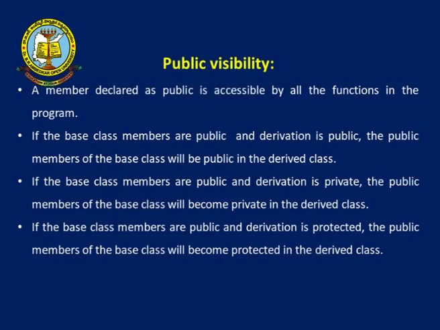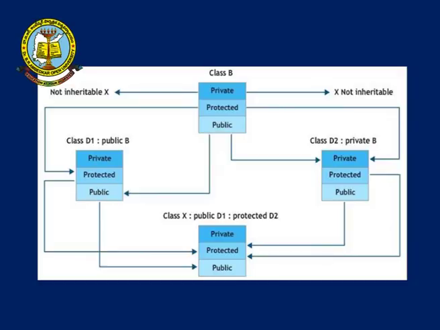Next, when we talk about the public visibility, if the base class members are public and the derivation is done in the protected mode, the public members of the base class will become automatically the protected members. And we already know about the protected members. The protected members are accessible by the member functions of the same class, and they are also accessible by the derived class member functions. This image will give you a clear understanding about this visibility.